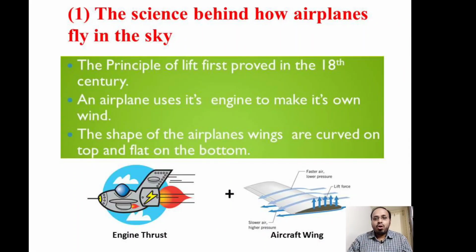The principle of lift was first proven in the 18th century, and an airplane uses its own engine to make its own wind. Because of that, the aircraft wing produces the upward force, that is called lift. The shape of the airplane wings is curved on the top surface and flat on the bottom surface.